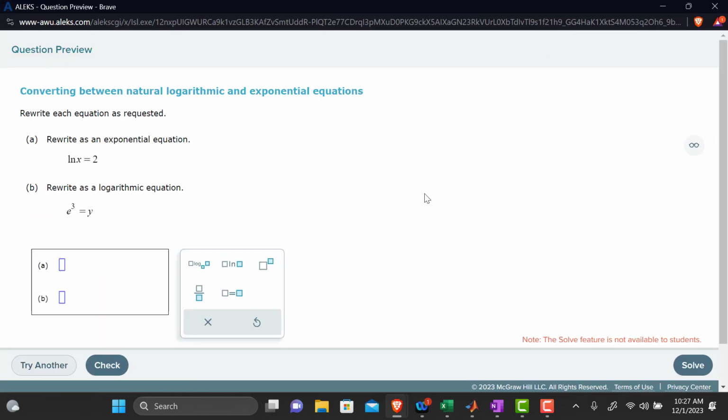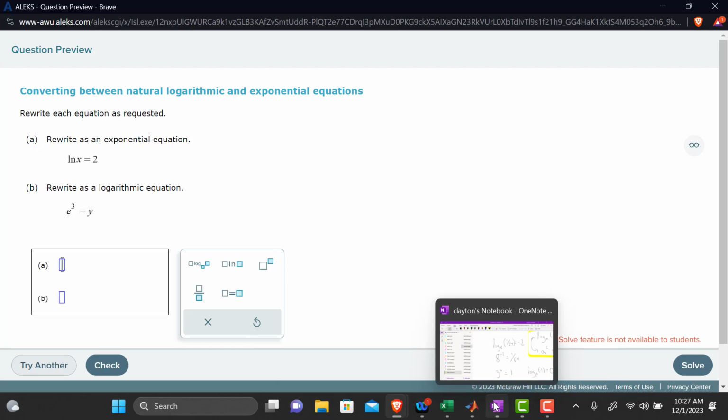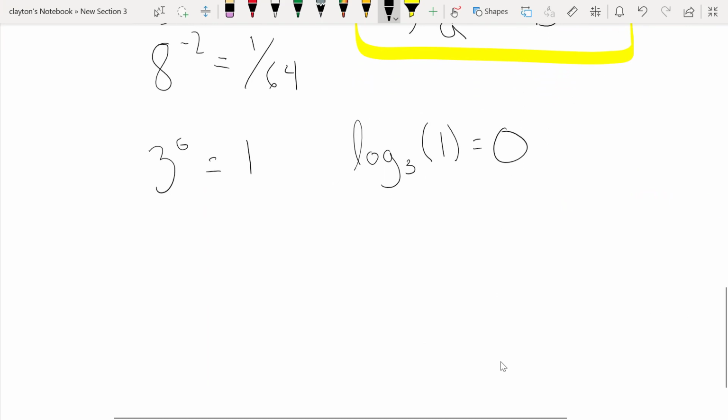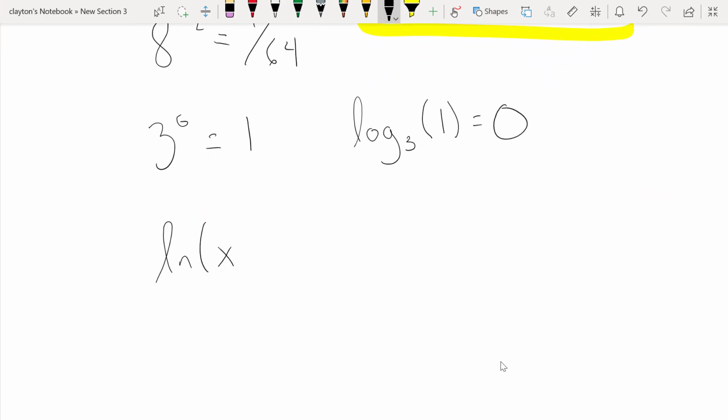I think there's one more for this problem, for 15, converting between, and it's going to be the same idea here. Now natural logs, I actually prefer to work with natural logs. You can use the nice properties. You also get them with logs, but they're just not as nice to write. So we have natural log of x is equal to 2, and e cubed is equal to y.